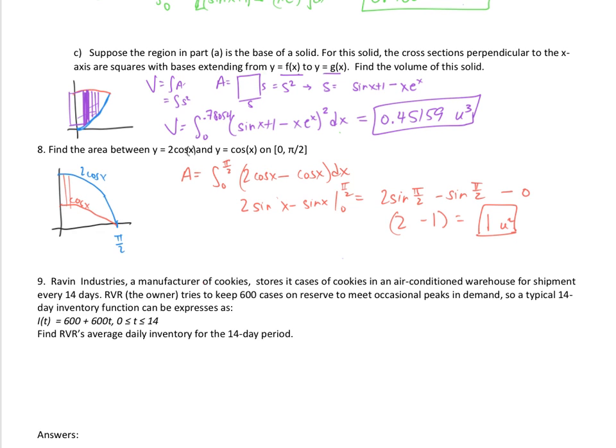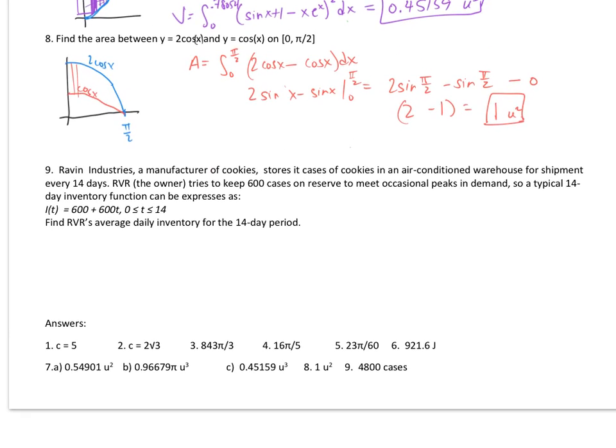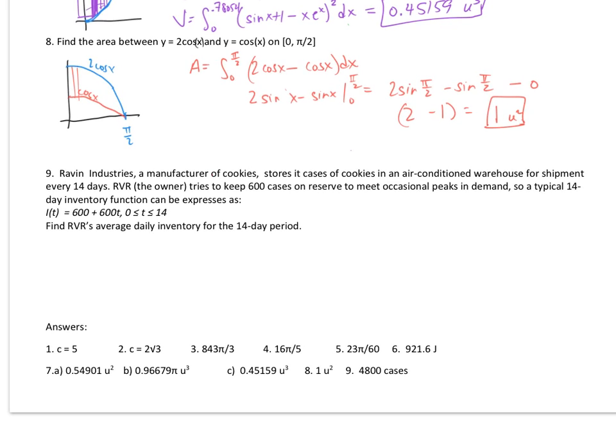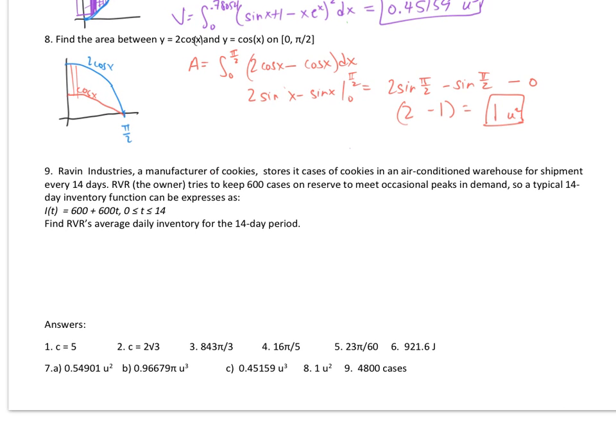All right, last problem here, number 9. It says, Ravine Industries, a manufacturer of cookies, stores its cases of cookies in an air-conditioned warehouse for shipment every 14 days. RVR, the owner, tries to keep 600 cases on reserve to meet occasional peaks in demand, so a typical 14-day inventory function can be expressed as what we have plus our 600t on the interval from 0 to 14, which is our days. Find RVR's average daily inventory for the 14-day period.